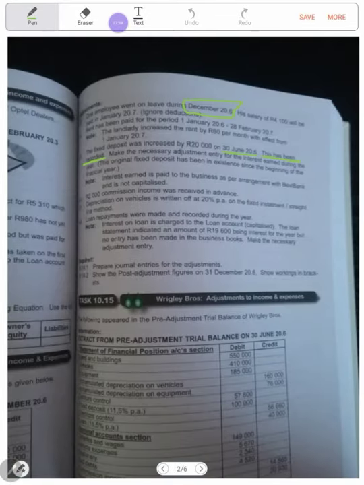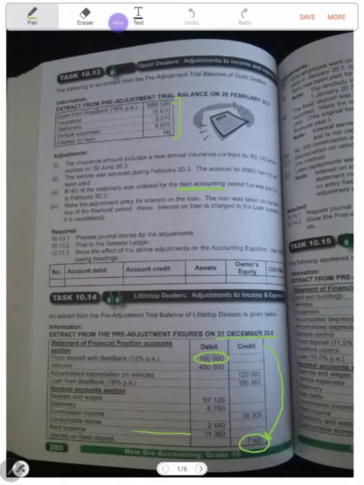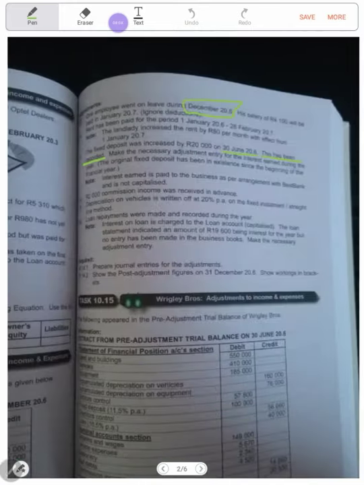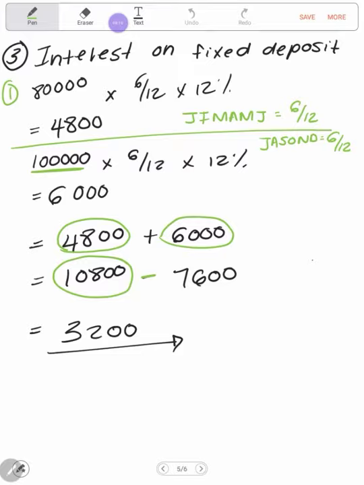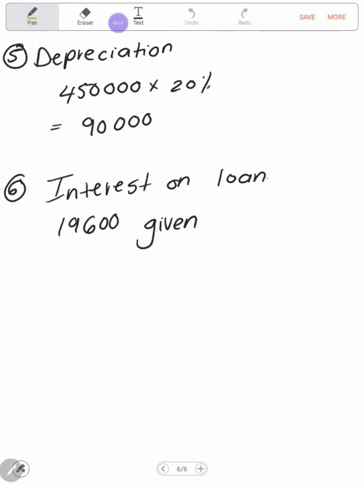Moving along. What did they say? 2,000 Rand commission income was received in advance. So they've given you the 2,000 Rand as income received in advance. And then our depreciation on vehicles is written off at 20% per annum on the fixed installment. So I'm going to have a look at the cost of my vehicles. It's 450, and I'm going to multiply it by the percentage which they've given us, the 20%.